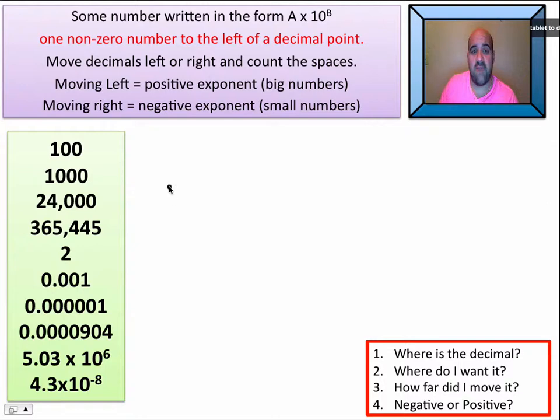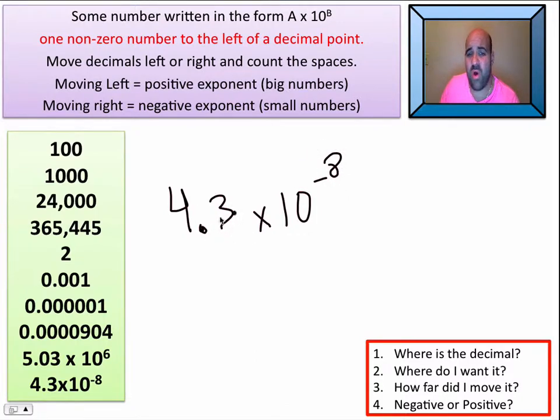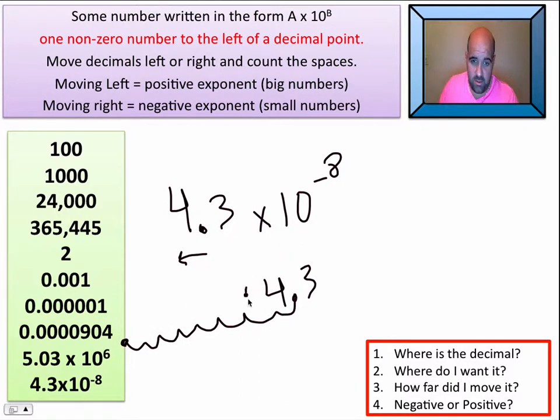And if we had a number like 4.3 times 10 to the negative eighth, you should know that there's a negative exponent here. This is going to be a very small number. So the decimal point is going to go that way when I put it in the regular notation. So 4.3, and I got to move this decimal point 8 places. 1, 2, 3, 4, 5, 6, 7, 8.